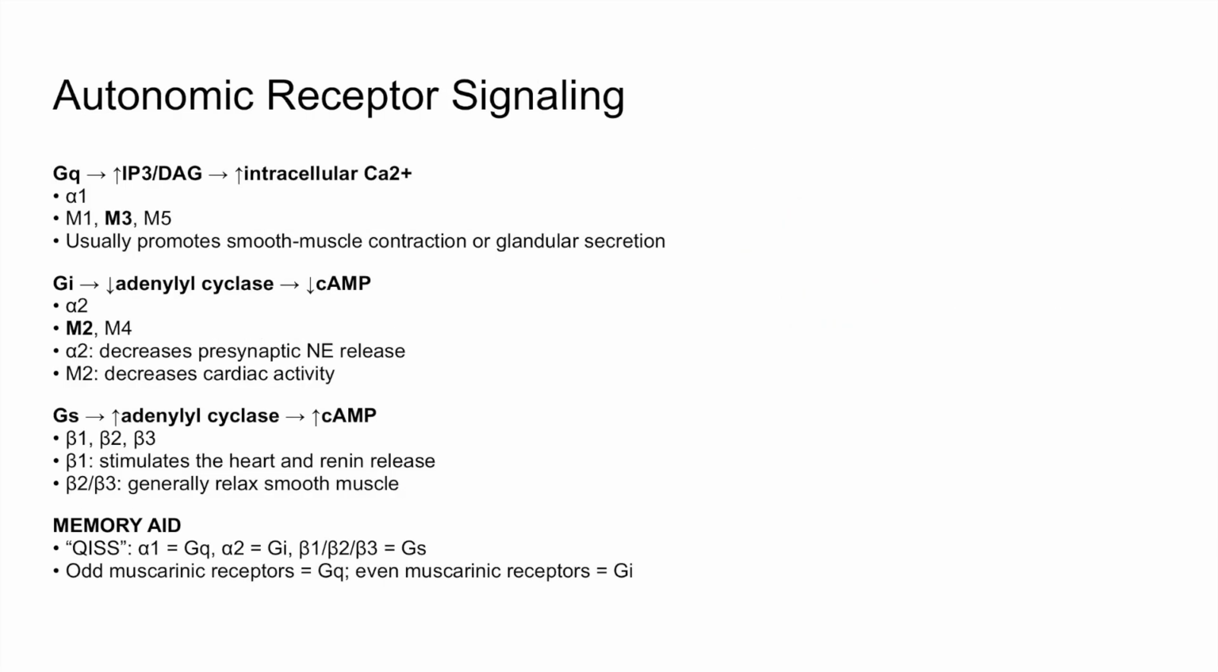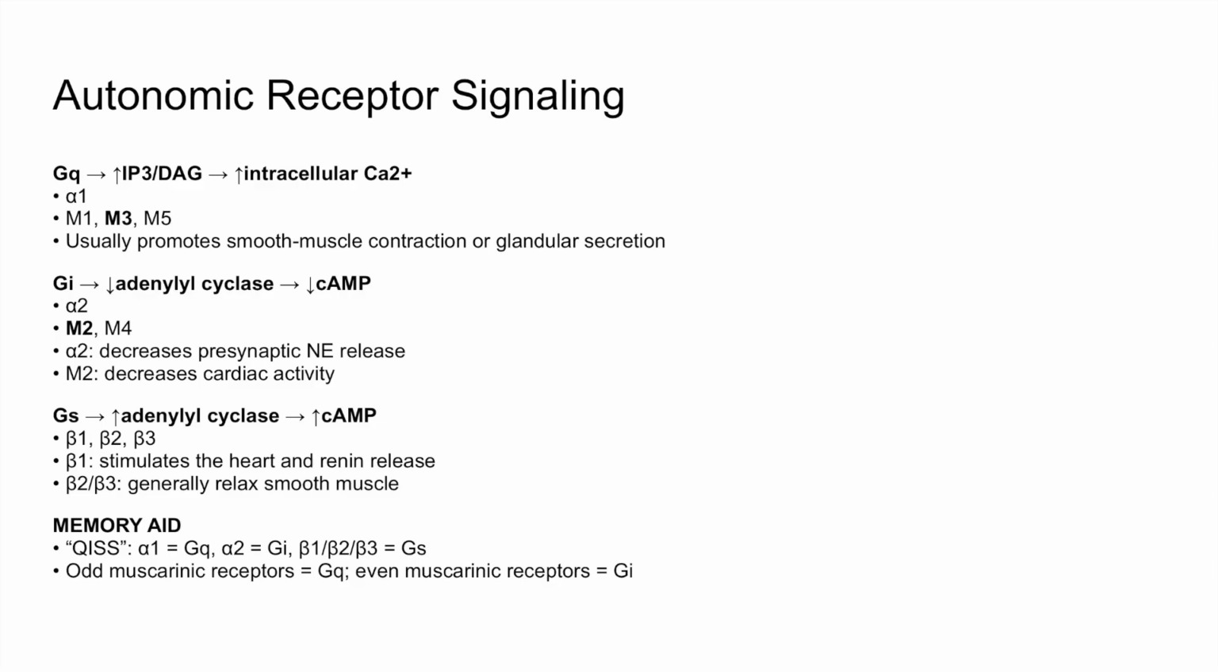Organize autonomic GPCRs using the mnemonic KISS. Alpha 1 is Gq, alpha 2 is Gi, and beta 1, beta 2, and beta 3 are Gs. Gq activates what's called phospholipase C, increasing IP3, DAG, and intracellular calcium. This generally promotes smooth muscle contraction or glandular secretion.